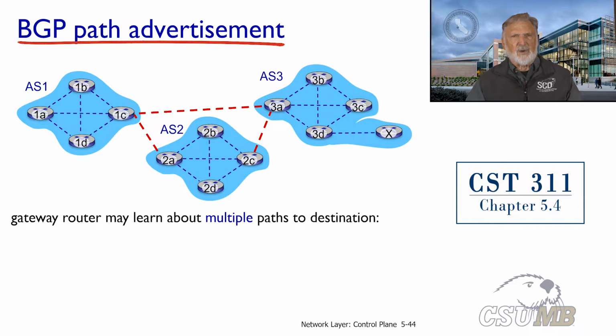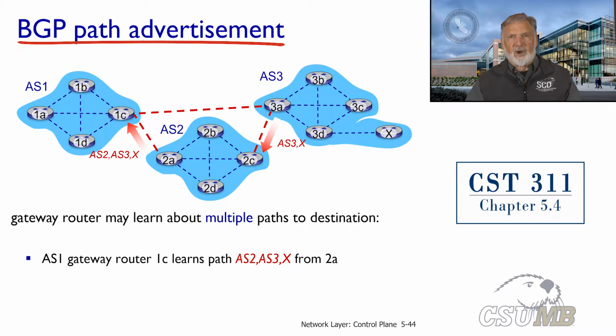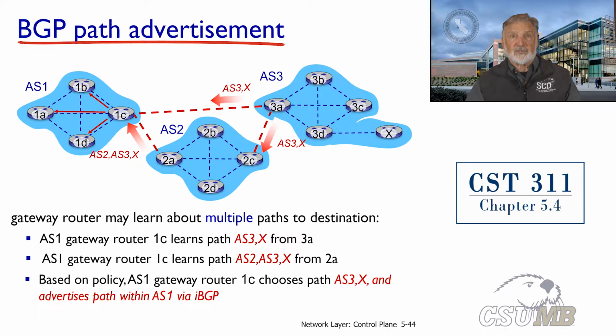But what if a gateway router learns multiple paths to a destination? In our diagram, AS3 router 3A has now paired with AS1 router 1C in addition to AS2 router 2A. And AS1 policy determines router 1C's choice of the path, which in this case is the path AS3 to X. Router 1C propagates this path within AS1 via iBGP.